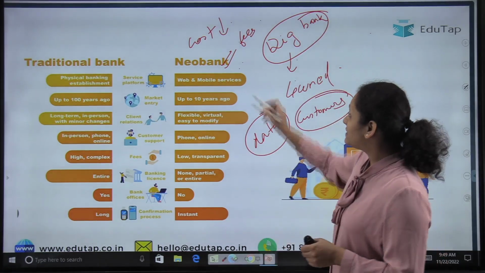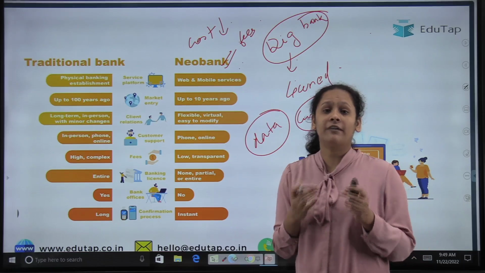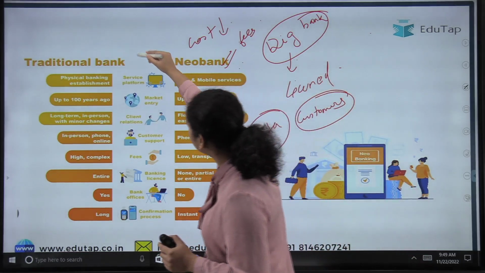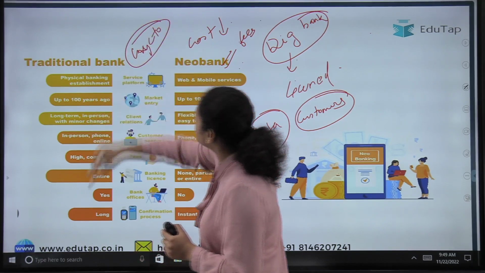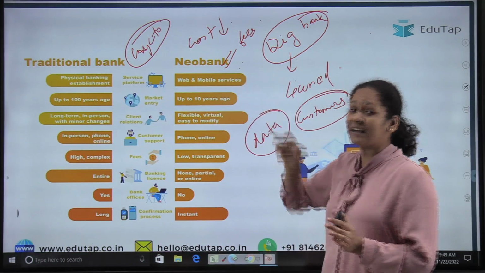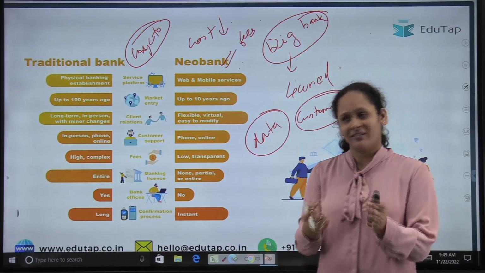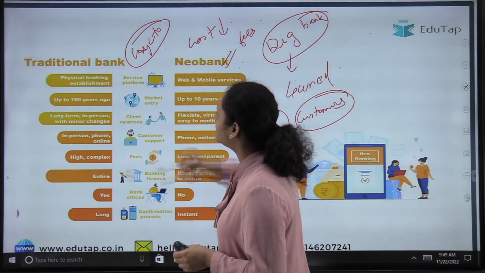These neobanks of late have also started providing cryptocurrency services as well. There are a lot of neobanking platforms which provide you with cryptocurrency services as well.